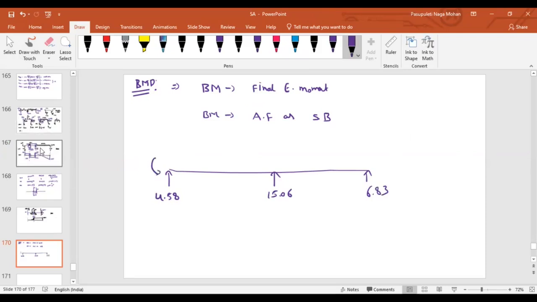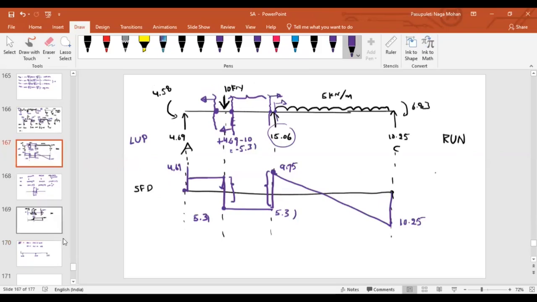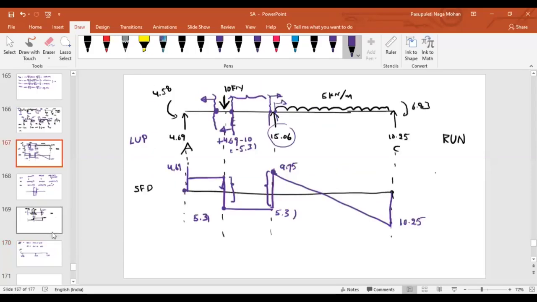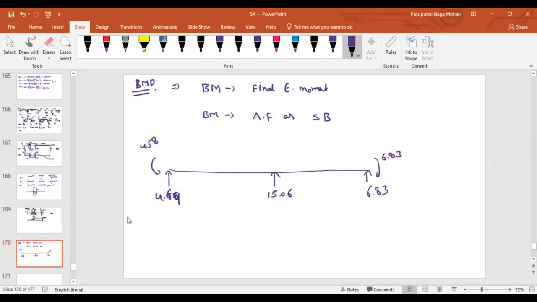Let me know if they are wrong values. 4.69, 4.5, 4.5, 4.6, 6.83. Right, now see the span AB. What is the sign convention for bending moment? Sir, the reaction value at C point is 10.25.